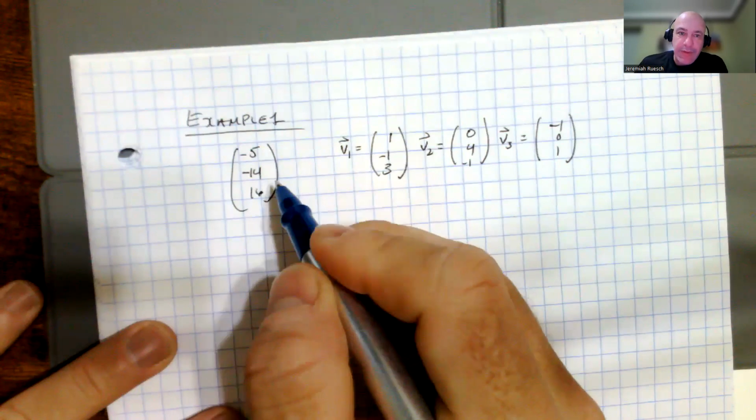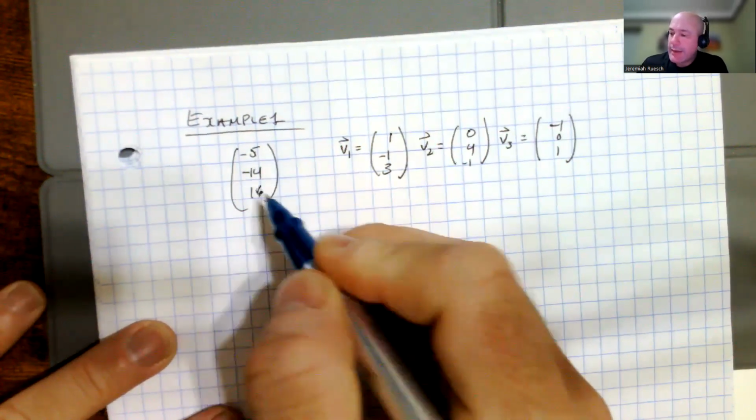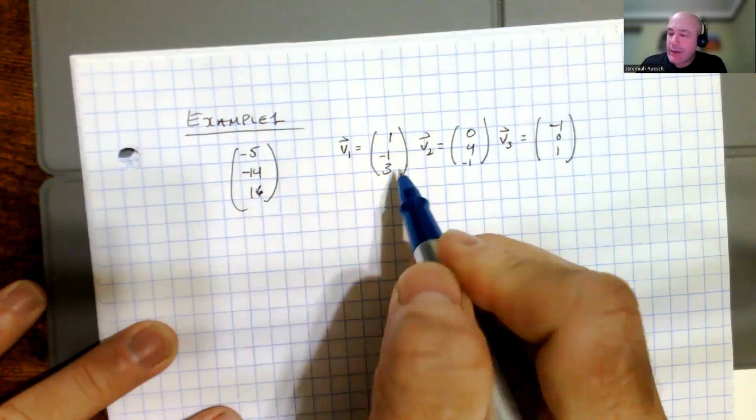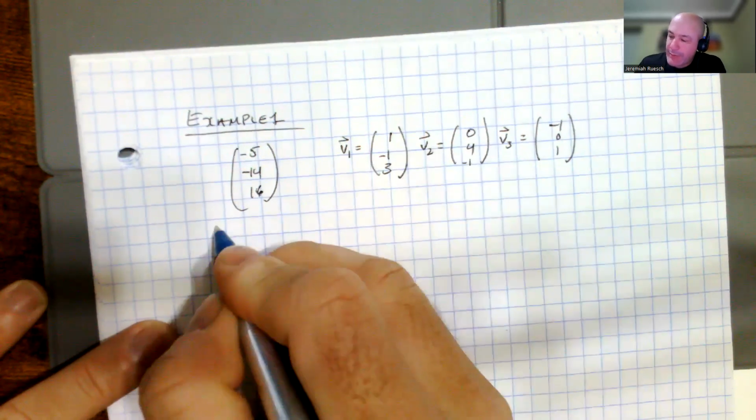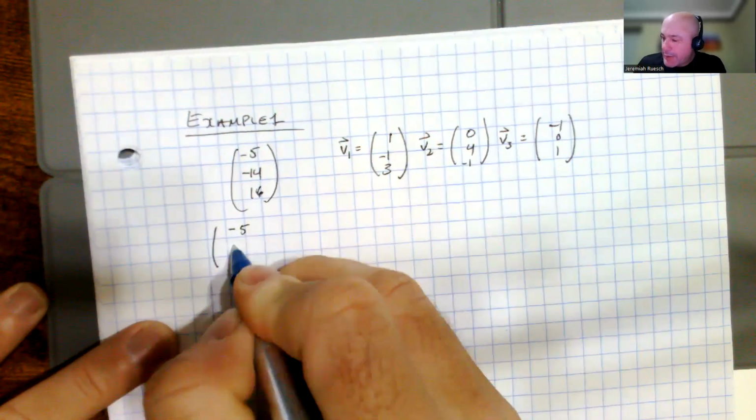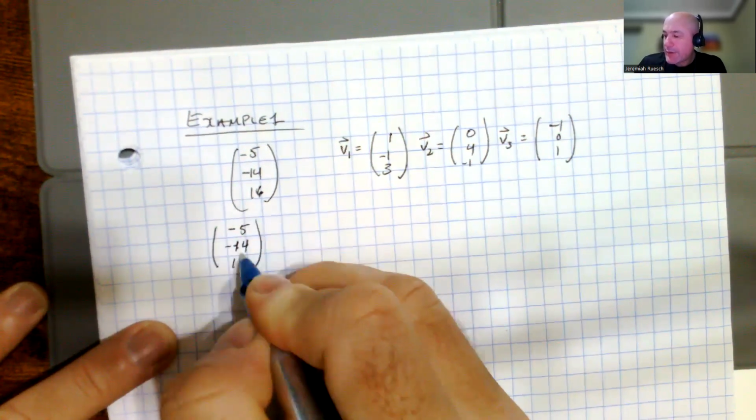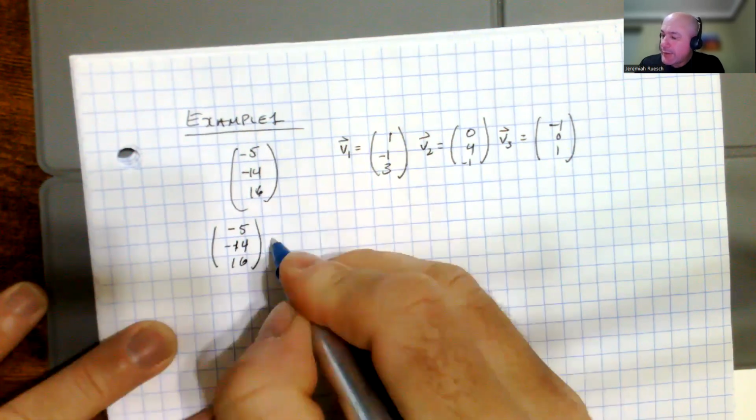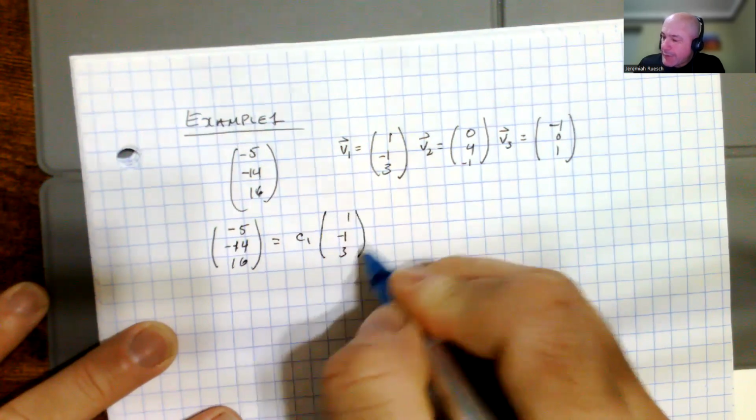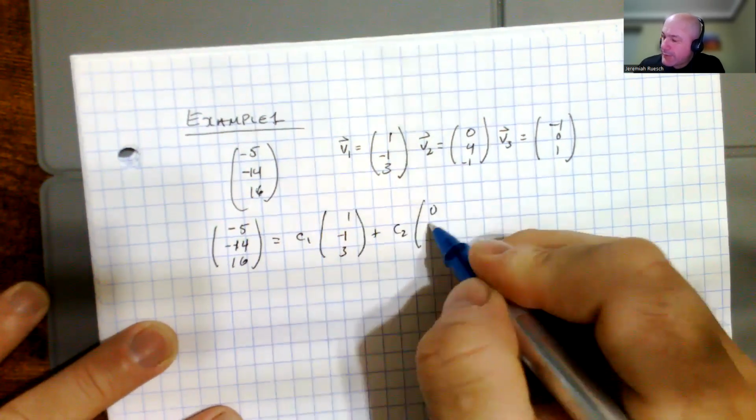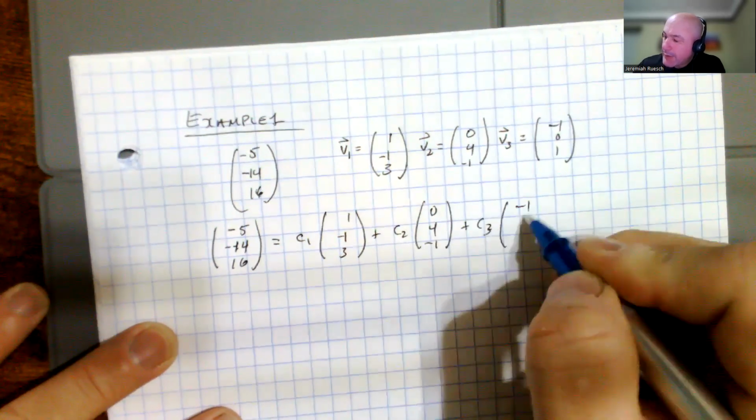In this example, we're going to look at this vector here, -5, -14, 16, and see if we can express it as a linear combination of these three vectors, v1, v2, and v3. If it is expressible as a linear combination, that means that the vector -5, -14, and 16 is going to equal some constant times v1 plus some constant times v2 plus some constant times v3.